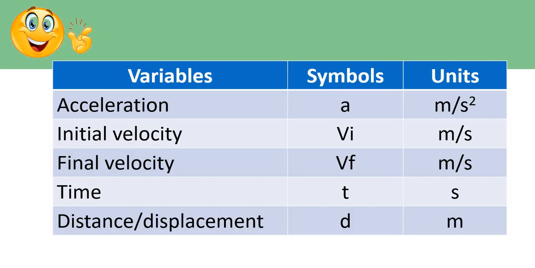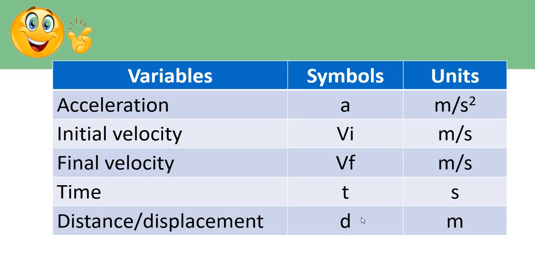In solving UAM problems, it is important to take note of the variables, symbols, and units given in the problem. For acceleration, the symbol is a, the unit of acceleration is meter per second squared. Meter per second is the unit of initial velocity, or vi, and final velocity, or vf. However, the unit of time is seconds, or s, while for displacement or distance, the unit is meter.